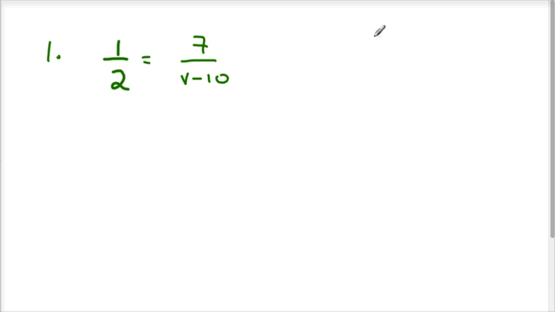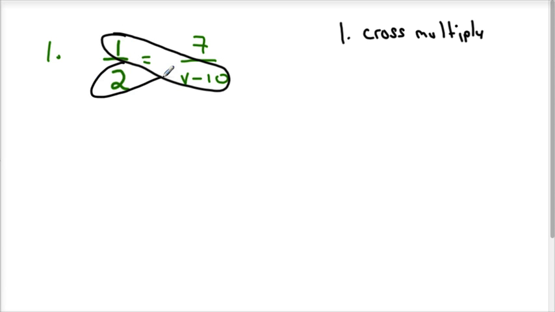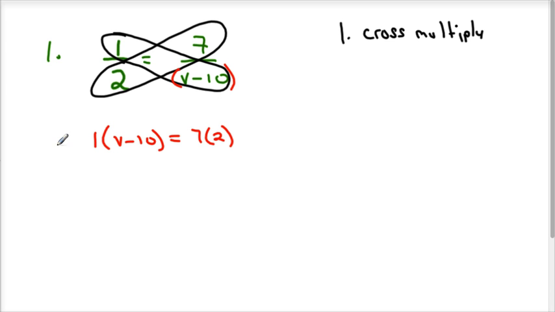So we're going to do this in 3 easy steps. First, we're going to cross multiply. Okay, so we're going to cross multiply this way, cross multiply that way. So we have 1 times the quantity v minus 10. Notice how I put this in parentheses, equals 7 times 2, and multiply these two.